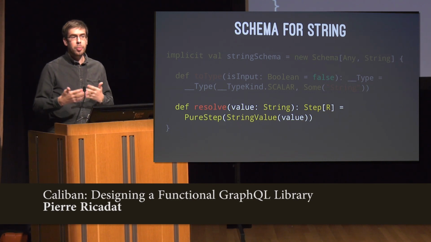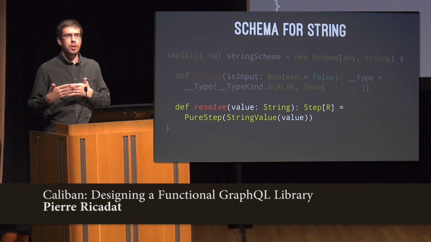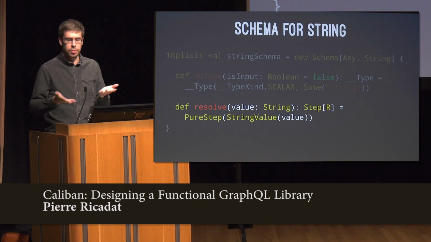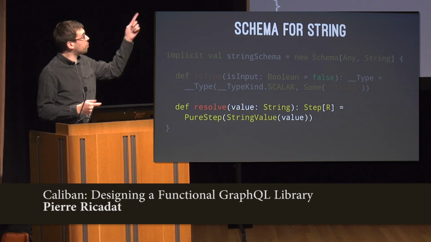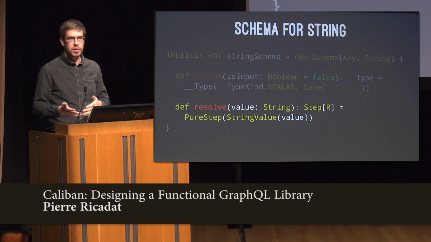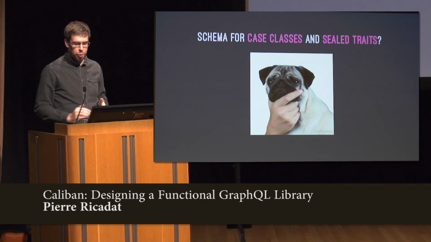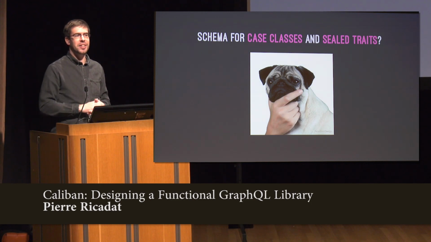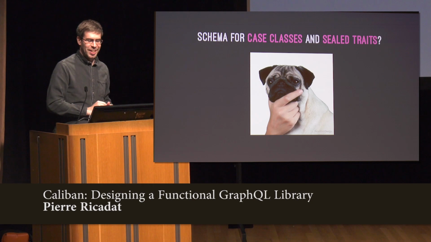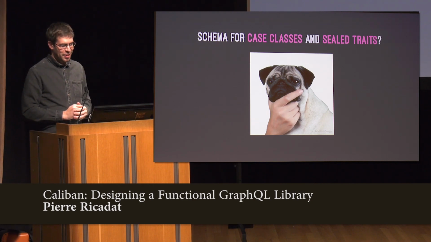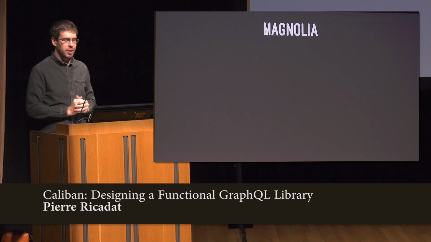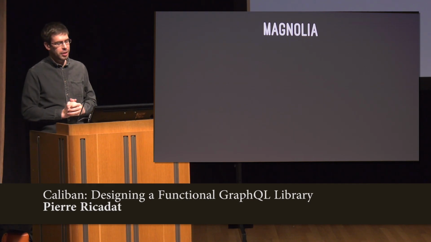But then, what if you want to expose an API, and you're not using only Scala basic types, you're also using your own types, your own case classes, your own sealed traits? Do you have to write a schema like that for every single one of your types? No. How do you do that? Anybody has an idea? Magnolia. So yeah, I'm using a library created by Jon Pretty called Magnolia.